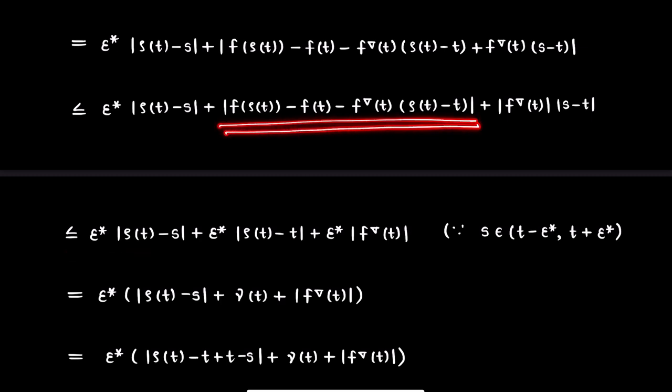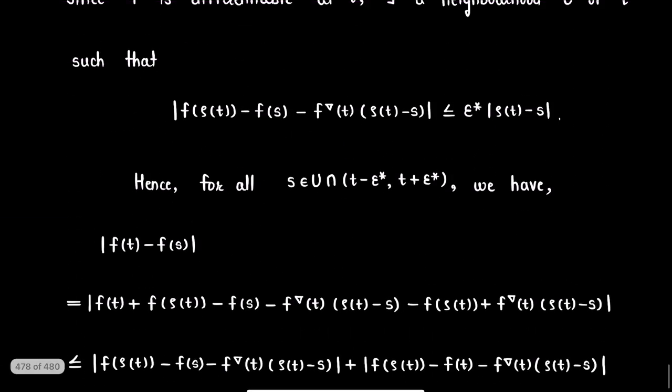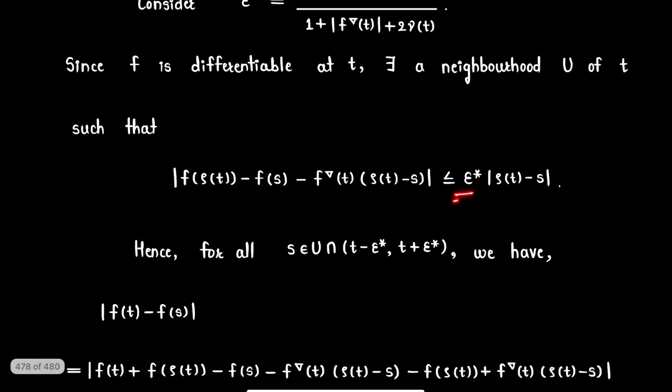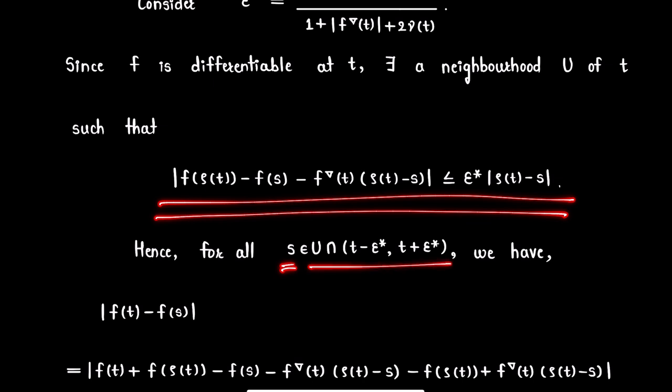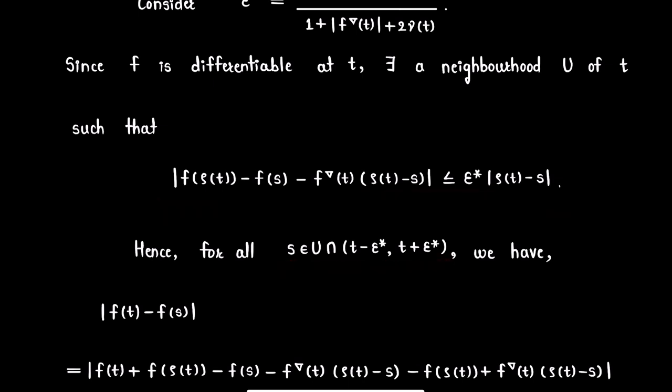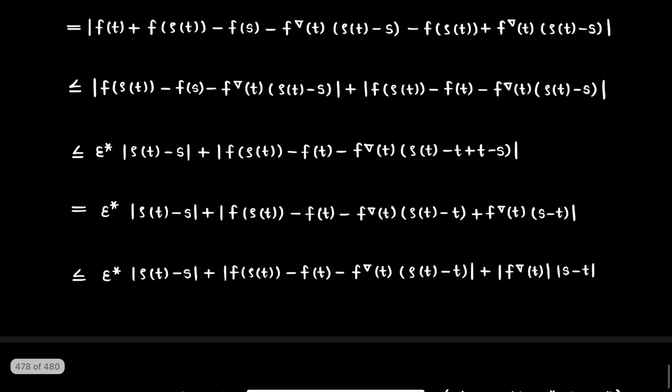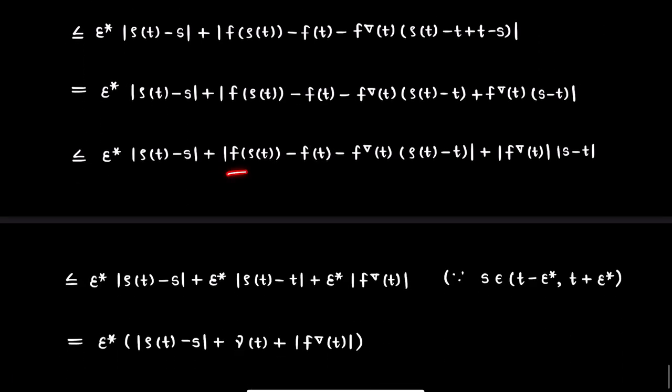Now observe here, this term is f(ρ(t)) minus f(t) minus f^∇(t) multiplied by (ρ(t) minus t). So this term will be less than or equal to epsilon star multiplied by (ρ(t) minus t). Since this condition is true for all points s in this intersection, note that point t is also in this neighborhood and in this interval. So point t will also be in this intersection. So in particular, this condition will be true for t also. So using this, we get this term will be less than or equal to epsilon star multiplied by (ρ(t) minus t).